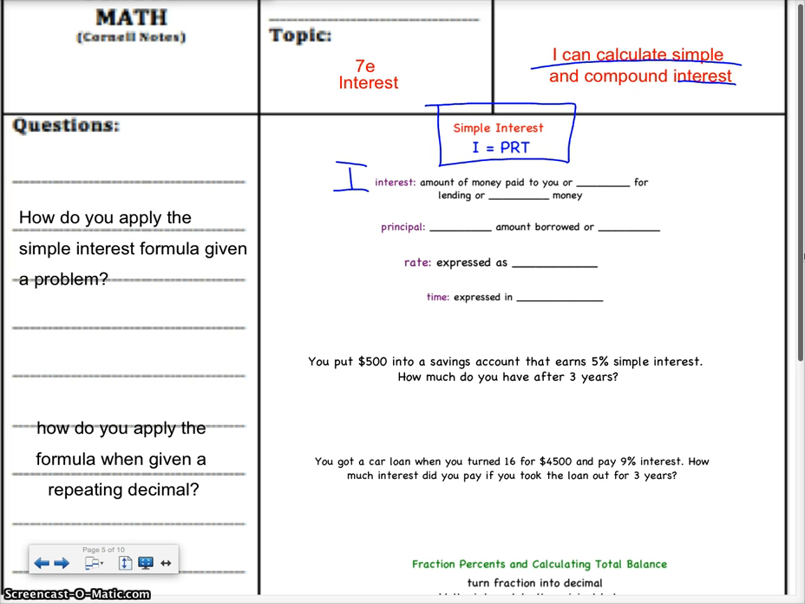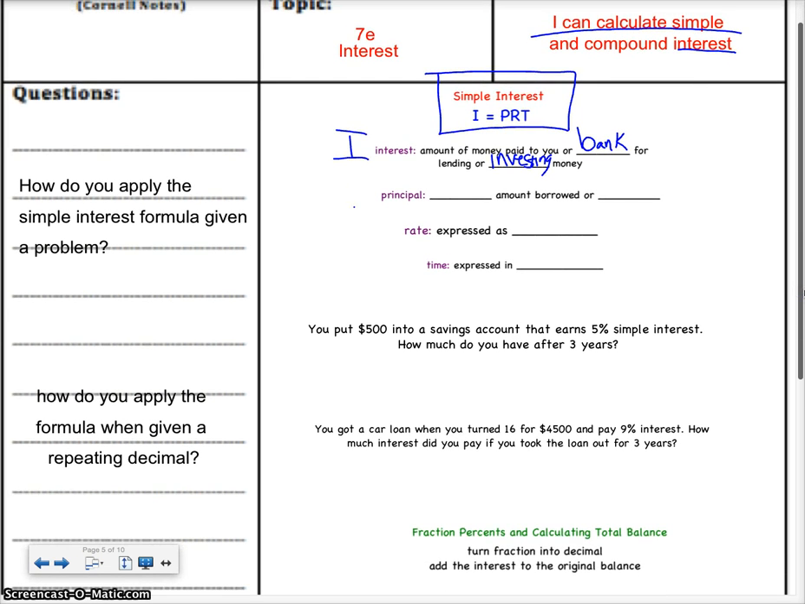Interest is the amount of money paid to you or the bank for lending or investing money. So the interest that you earn is always received from the bank. Either you're giving the bank money or the bank is giving you money. P stands for principal. Principal is the initial amount borrowed or invested. So you're going to borrow a certain amount of money or invest a certain amount of money, and that stands for principal.